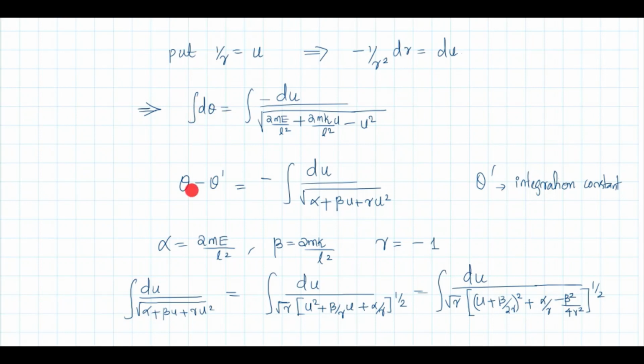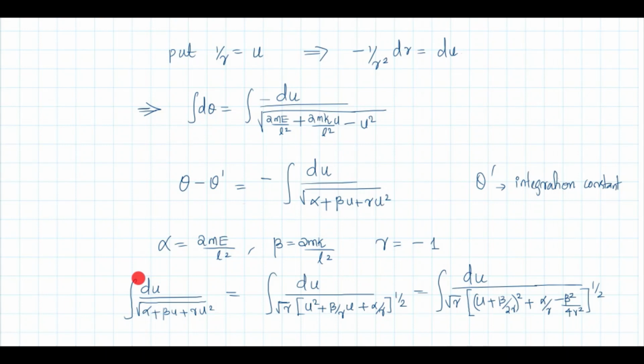Integrating this, you will get theta minus theta prime is equal to minus integral du divided by square root of, call this as alpha, call this 2mk by L square as beta, and this minus 1 as gamma. So this becomes minus integral du by square root alpha plus beta u plus gamma u square, where theta prime is the integration constant resulting from this integration.